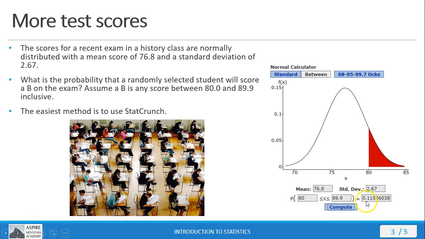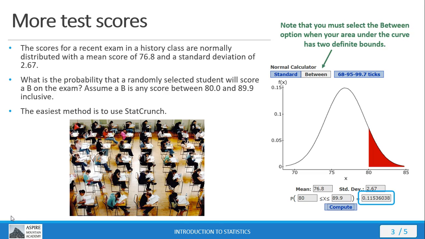And when we hit compute, here comes the probability of getting a B in the class. So much higher probability of getting a B than it is to get an A. Still though, 11.5%, I don't like those odds. I'd rather have a much higher probability of getting a better grade. Note again, you have to select that between option when you've got two bounds for your area underneath your density curve.